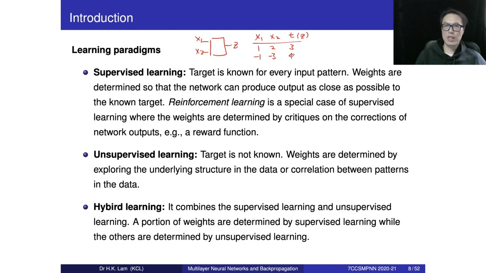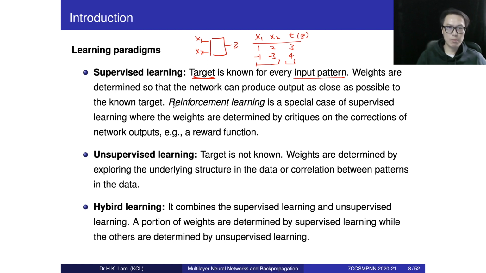Just for example, if x1, x2 is -1, -3, the output is 4. So these are the examples we are going to present to this neural network, so that the neural network will remember these examples. That is the learning. We call this supervised learning: with particular input, we know the particular target output for this neural network. So the target is known for every input sample or pattern. This is the input pattern, and this is the target. I'm going to talk about the details later on using backpropagation.